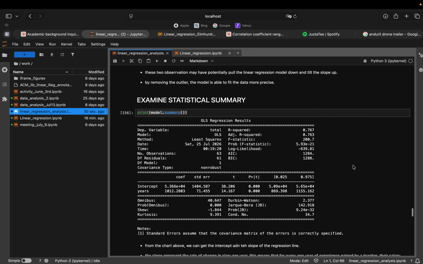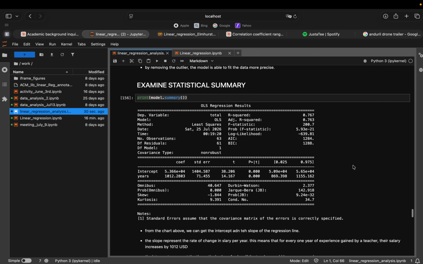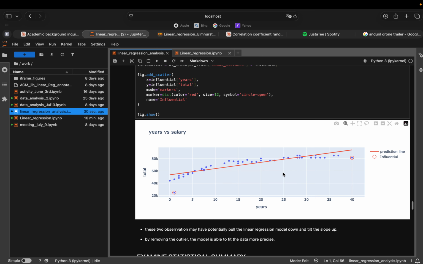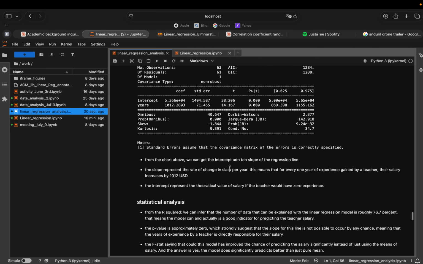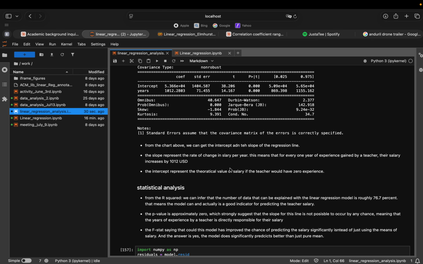So first I did the statistical summary including these two outliers, and here's the regression line, the prediction line. I noticed that the R squared is really high. It's 76.7%. So this means that the model is somewhat a good indicator for predicting the teacher salary.